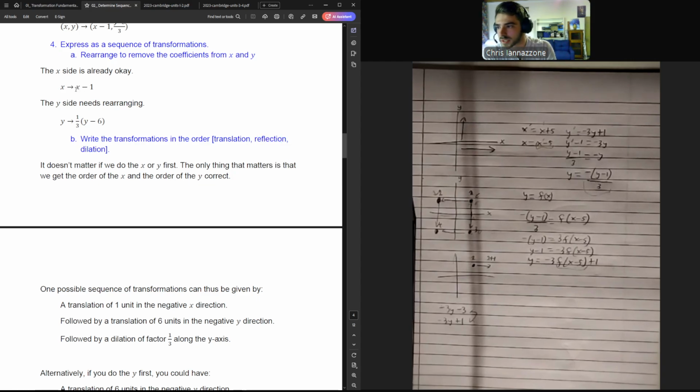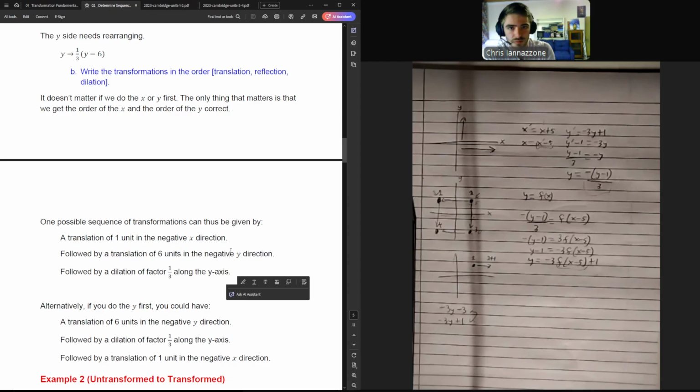Reflections, do we have any? No, there are no negative signs applied to the x or the y, so there are no reflections. And then lastly, dilations. We see a dilation factor of 1/3 along the y. You can say from the x if you like, that's fine. So that's one valid sequence of the transformation.